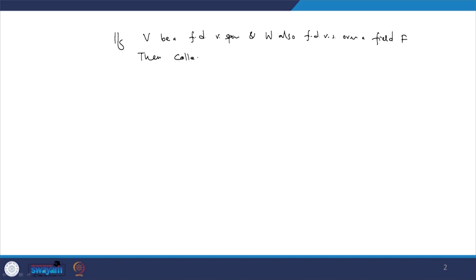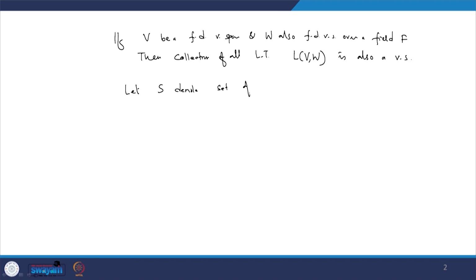The collection of all linear transformations, which I have denoted L(V, W), is also a vector space. And we have seen that if the dimension of V is n and the dimension of W is m, then the dimension of L(V, W) is mn.